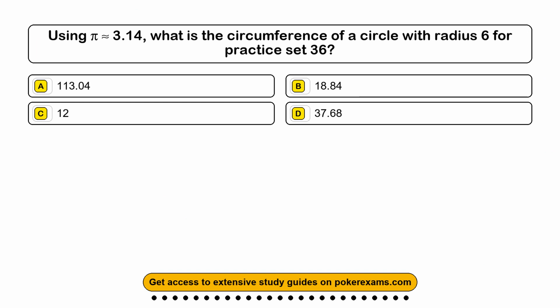Question 17. Using pi as 3.14, what is the circumference of a circle with radius 6 for practice set 36? Option A, 113.04. Option B, 18.84. Option C, 12. Option D, 37.68.